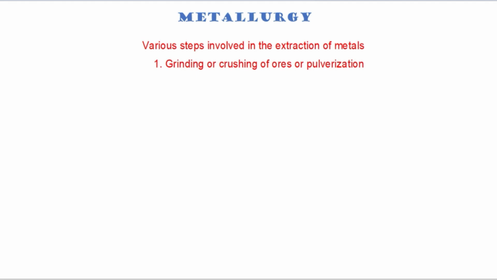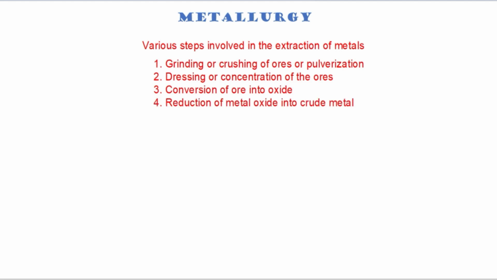In this video, we shall discuss the second part of metallurgy, namely various steps involved in the extraction of metals. The first step is grinding or crushing of the ores, otherwise known as pulverization. The second step is the dressing or concentration of the ores. Third step is the conversion of ore into oxide. Fourth step is reduction of metal oxide into crude metal, and the final step is purification of metal.